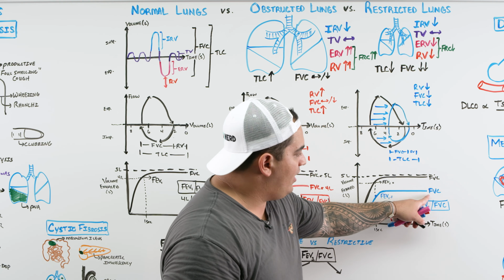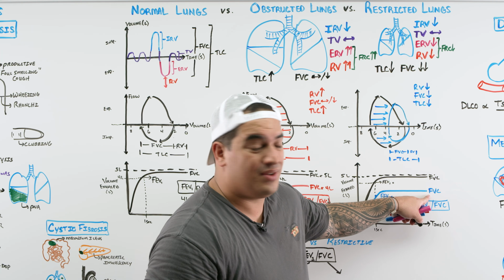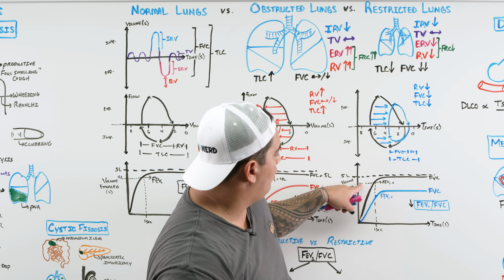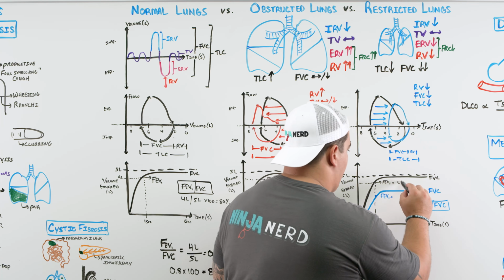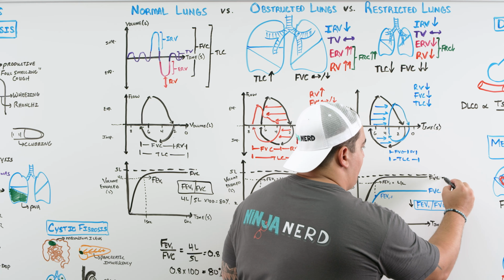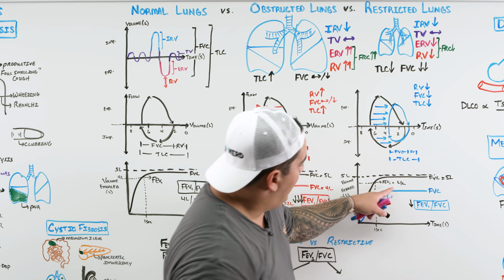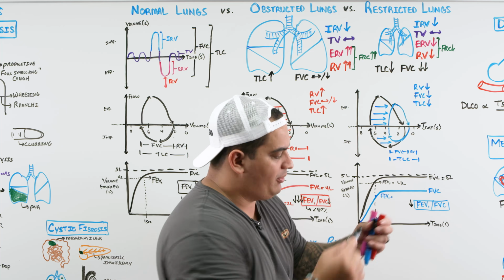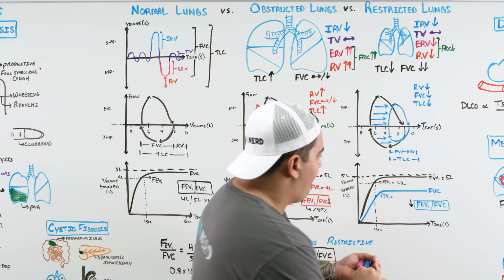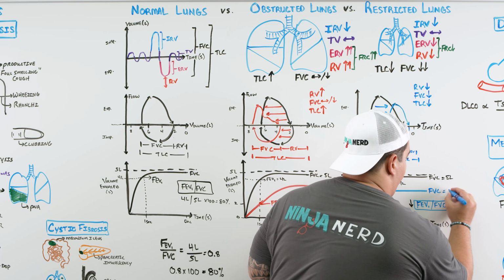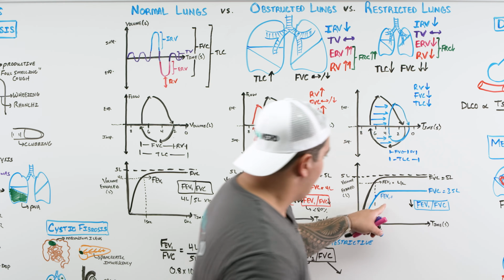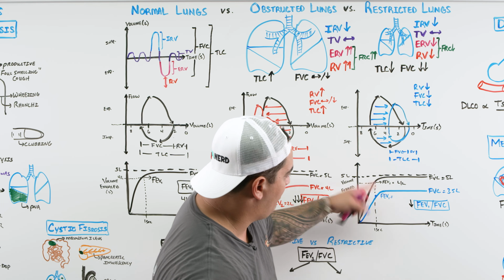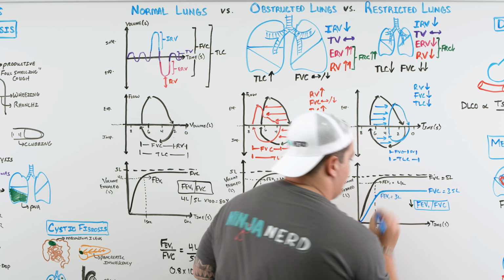Their FVC though, does actually reduce. In comparison, here was about 5 liters. This is about 4 liters, because that was their FEV1. Here their FVC is about 5 liters. I'm going to say it's somewhere around 3.5. I'm just extrapolating. So their FVC definitely dropped, maybe about 3.5 liters. And their FEV1 is just mildly dropping, even a little bit below that one. So let's extrapolate that to about 3 liters.